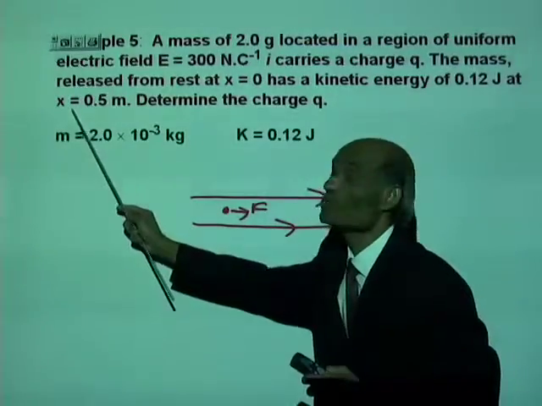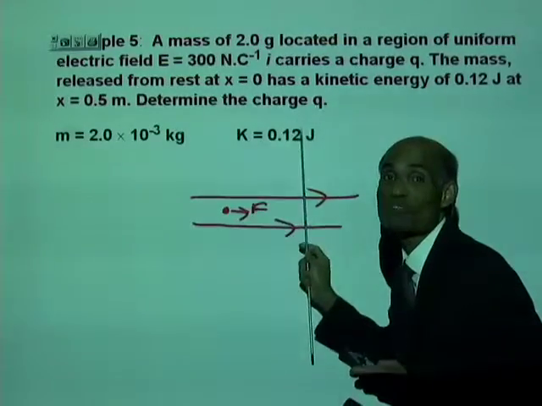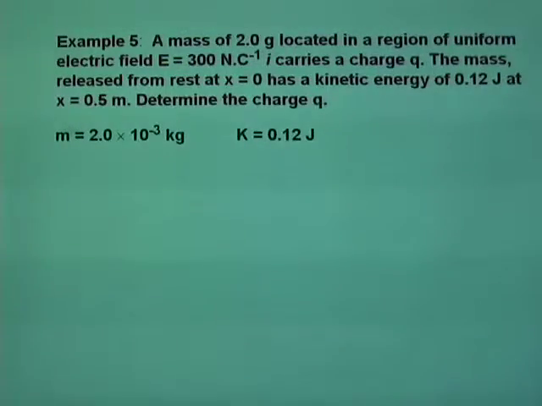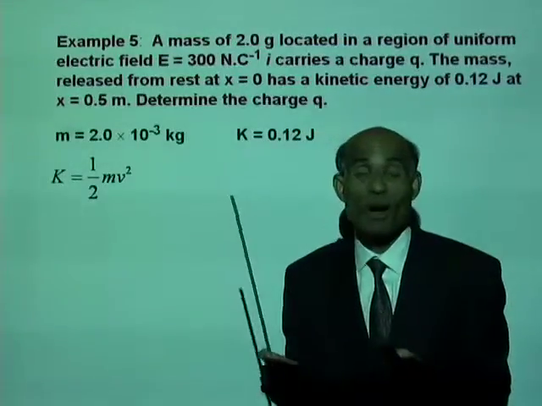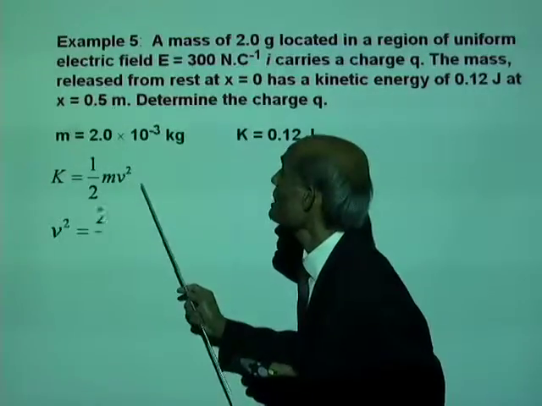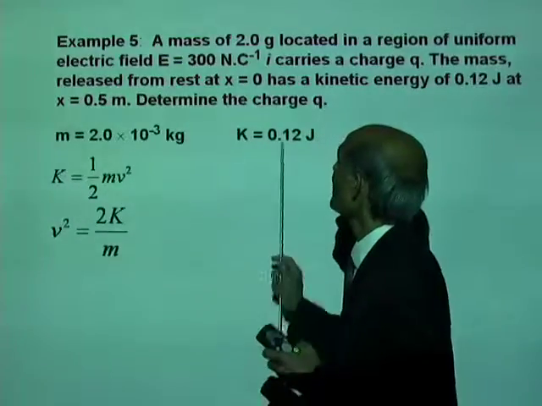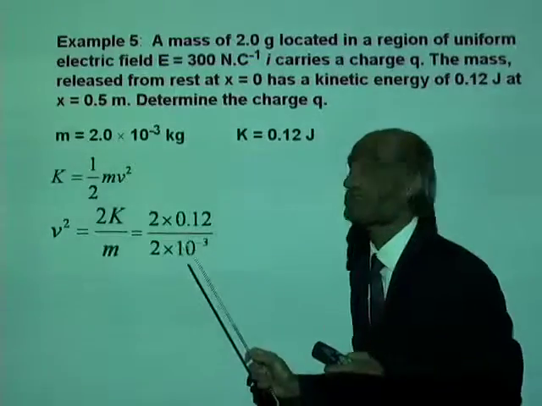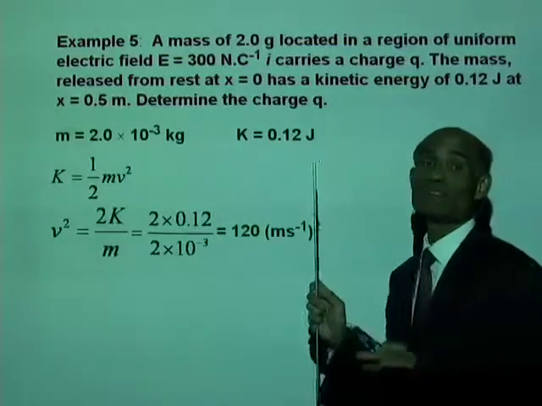Now, when it moved through a distance of 0.5 meter, it acquired a kinetic energy of 0.12 joules. Okay. We have kinetic energy is 1/2 mv squared, so we can find the velocity. Therefore, what is v equal to? v squared equal to 2k divided by m. We know the kinetic energy, we know the mass. Using those values, I get v squared is 120 meter per second squared.